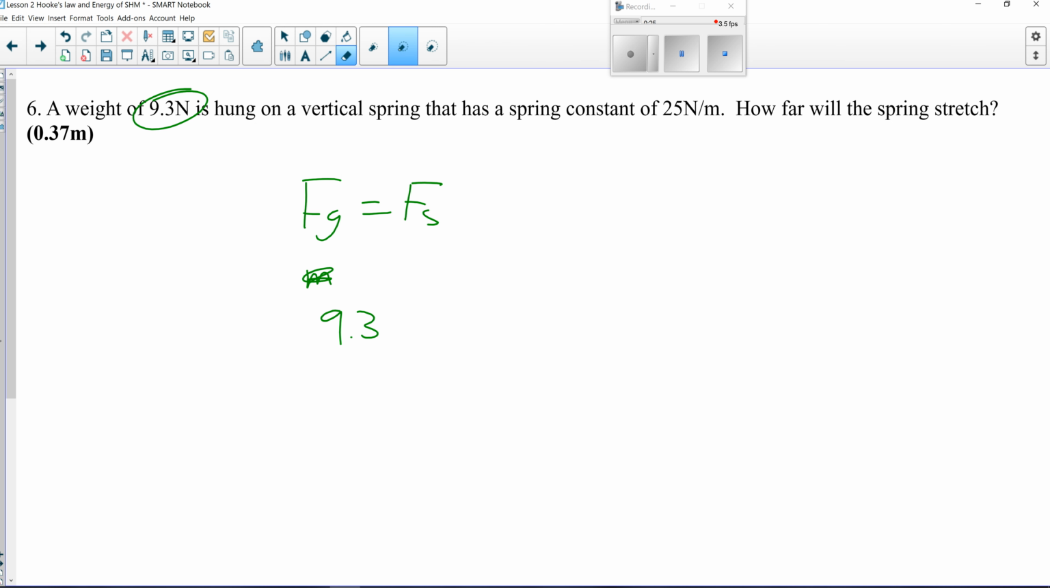Listening, please. 9.3 newtons and negative k times x. So all we have to do is solve for x by dividing both sides by negative k. So what was it, 25 newtons per meter. Since this is down and the spring force is up, I'm going to make it negative as well. Sorry, I'm not going to make it negative. That'll give me an x that is down because my spring force is actually up. Everyone follow me there? All right, so we do that and we'll get our 0.37 meters.